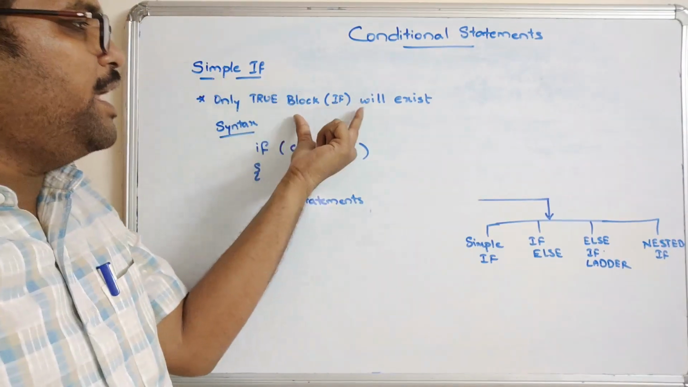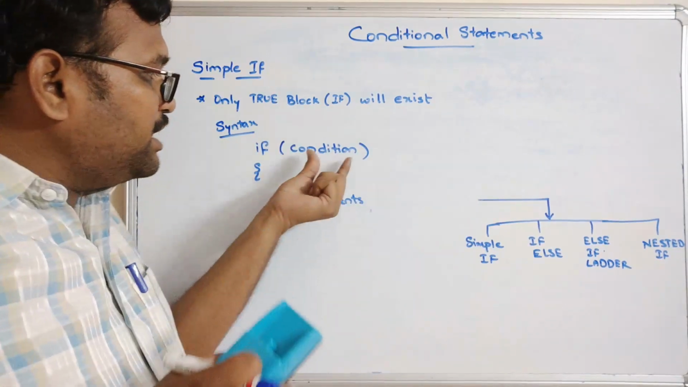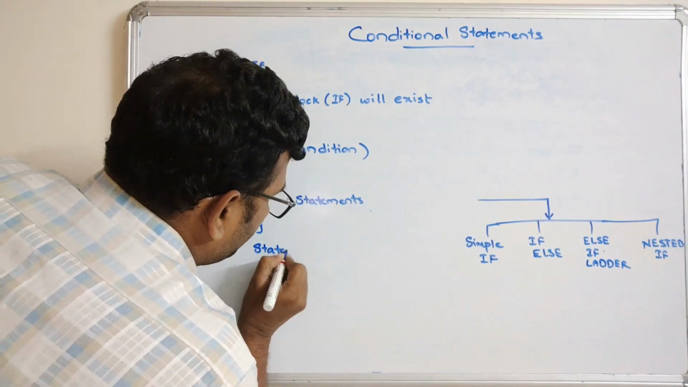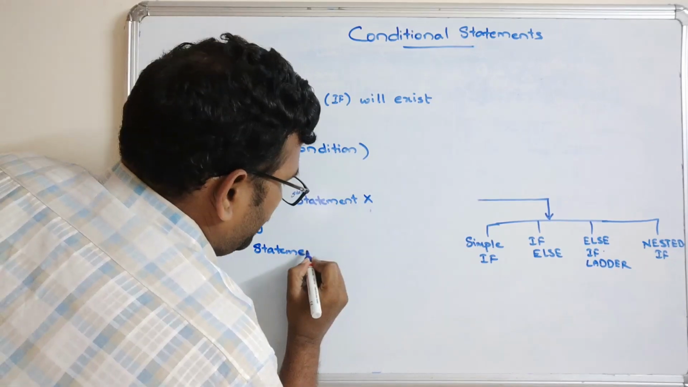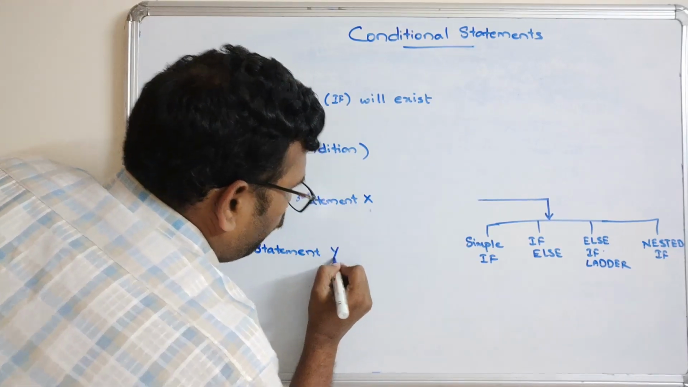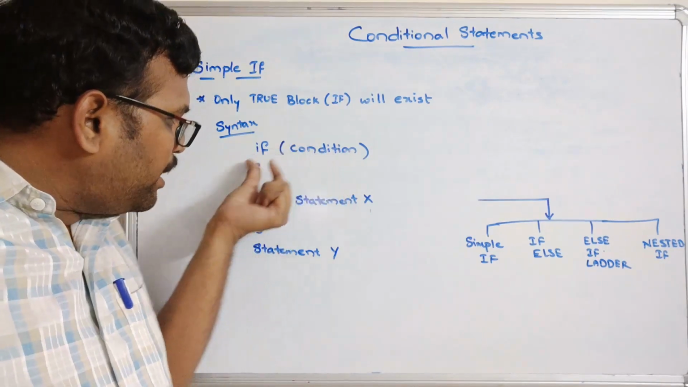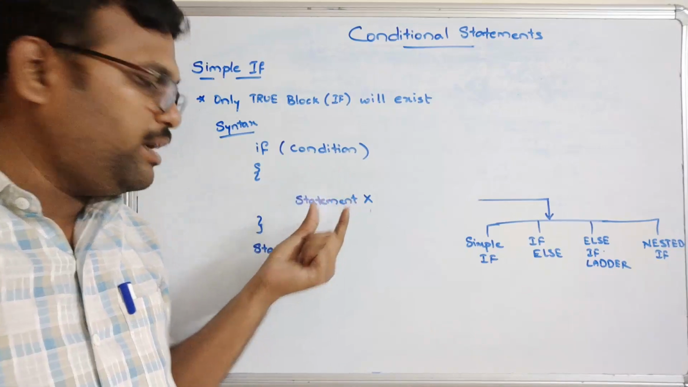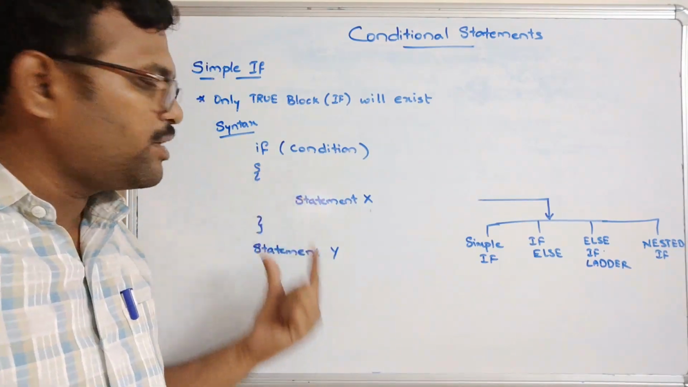Only the true block will be there. So if the condition becomes true, these statements will be executed. If the condition becomes false, the statements outside the if block will get executed. So we'll write here statement X and statement Y. If the condition becomes true, then the control enters into the block and statement X will get executed, and after that statement Y will get executed, because statement Y was written after the if block.